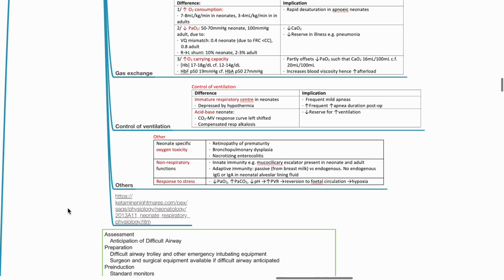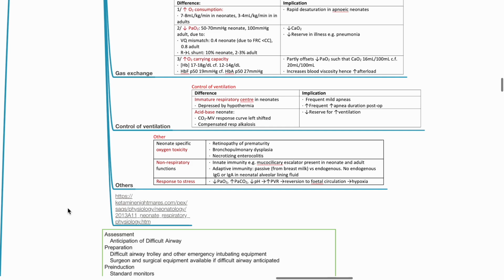Regarding control of ventilation, immature respiratory center in neonates, which is depressed by hypothermia and certain anesthetic agents, leads to frequent mild apneas and frequent apnea postoperatively. Regarding acid-base balance in neonates, CO2 to minute ventilation response curve is left shifted. There is compensated respiratory alkalosis. There is reduced reserve for increased ventilation.